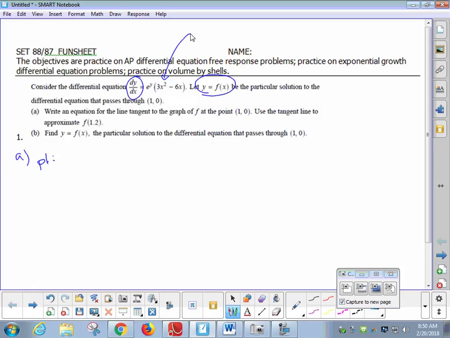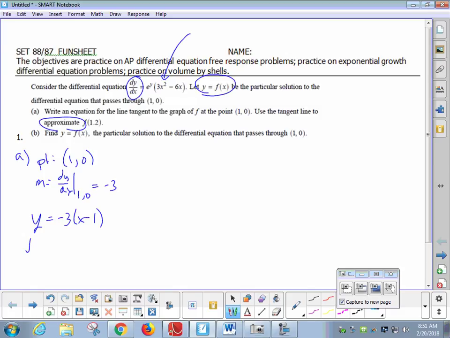A point and a slope. Both of those can be done without the original equation. The point is 1, 0, and the slope is the derivative at 1, 0. So what did you get for a slope based on that derivative rule at 1, 0? -3. Do we all agree? Okay. The tangent line is y equals -3 times the quantity x minus 1. And that's about good.